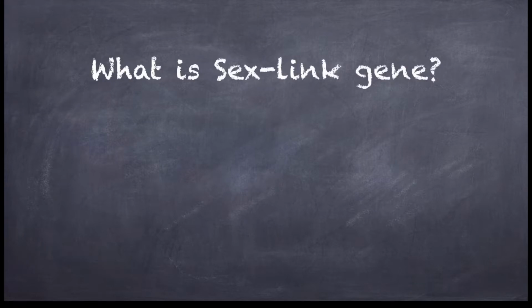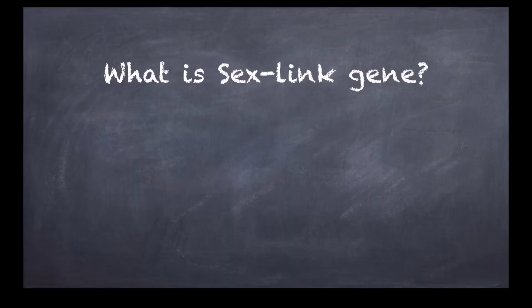So have you ever seen people with color blindness, hemophilia, Duchenne muscular dystrophy, or even G6PD? Do you know where all this comes from? The answer all lies within sex-linked genes. Now, what do you think is the meaning of the sex-linked gene?